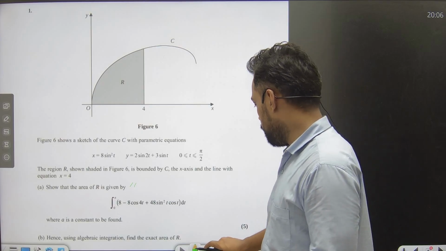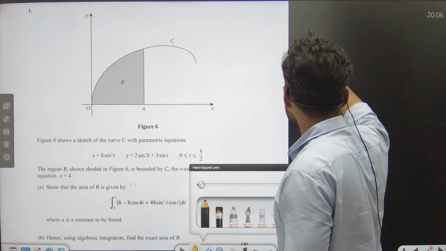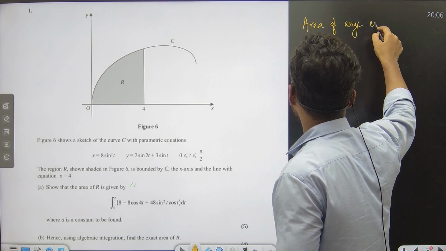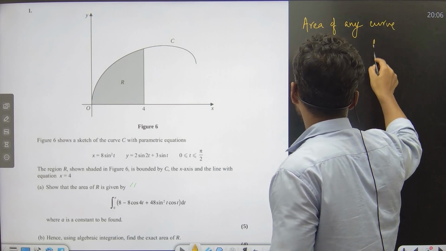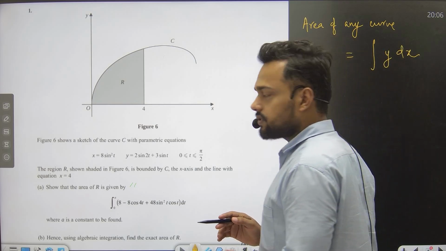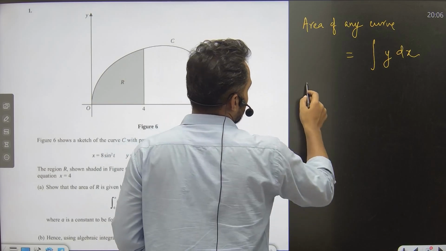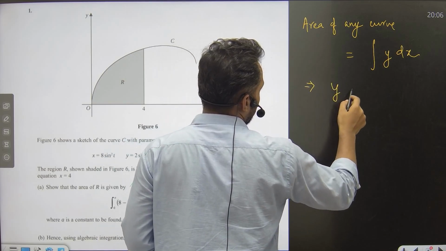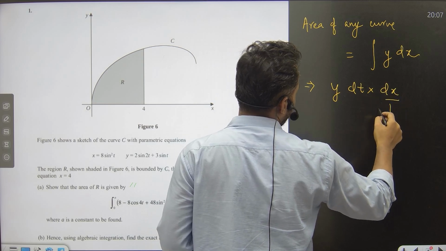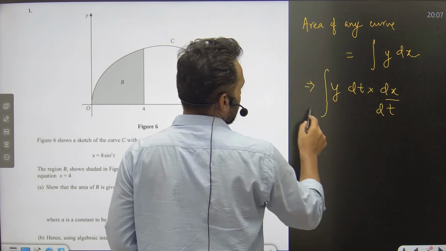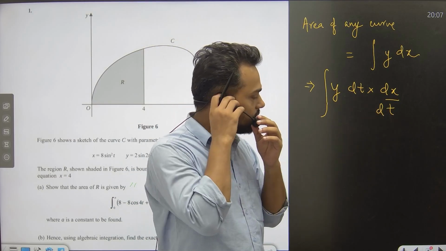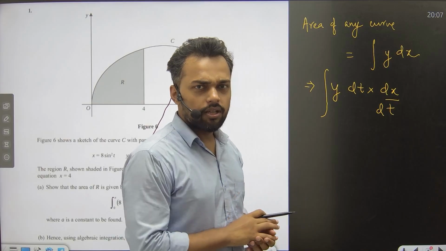Okay, so we know what is area, student. Area of any curve is given by integration of y dx. This is the basics of the area under the curve chapter. So this could be written as y dt cross dx by dt. I've just arranged the value, taking dt in the numerator and denominator.